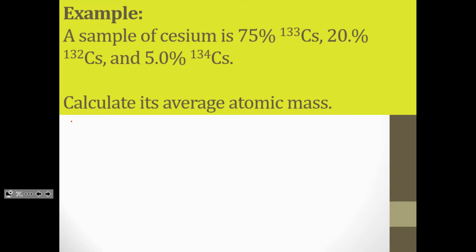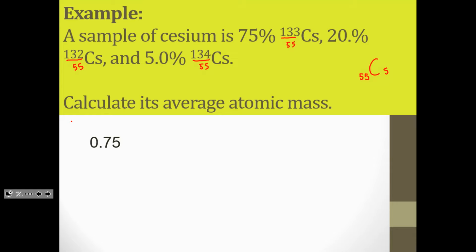A sample of cesium is 75% cesium-133, 20% cesium-132, and 5% cesium-134. What you'll see is we have cesium, which is always element number 55. So all of these have the atomic number 55, but what you'll notice is the mass number is different on each one. So what we have to do is find the weighted average. Let's go ahead and calculate its average atomic mass.